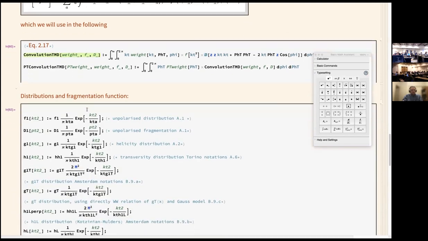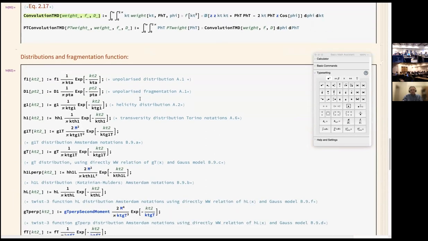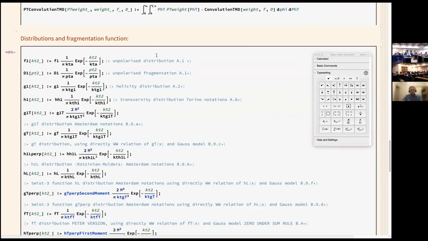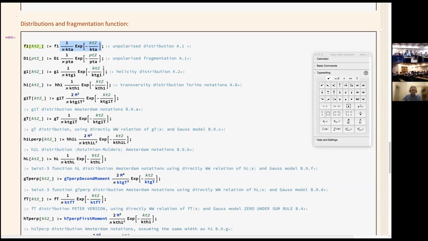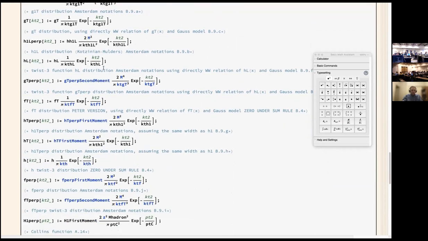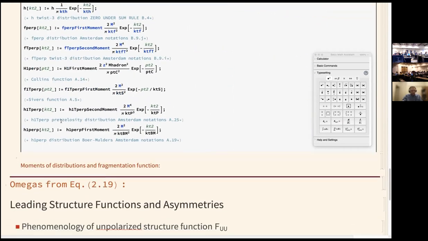Next, I introduce distribution and fragmentation functions explicitly: F1, D1, unpolarized distribution, unpolarized fragmentation. F1 here is intended to be the collinear distribution, and this is the KT dependence, which I take to be Gaussian. It's done for illustration purposes, but it's also used in phenomenology. The nice thing is that you can always do the integration analytically, either by hand or using Mathematica or other methods. All functions that we need are introduced here.